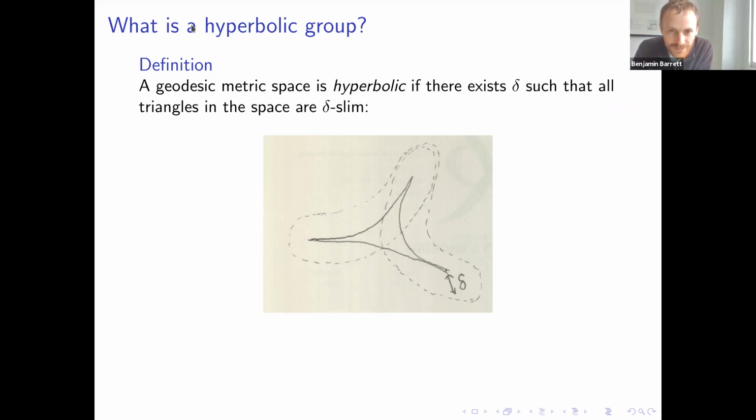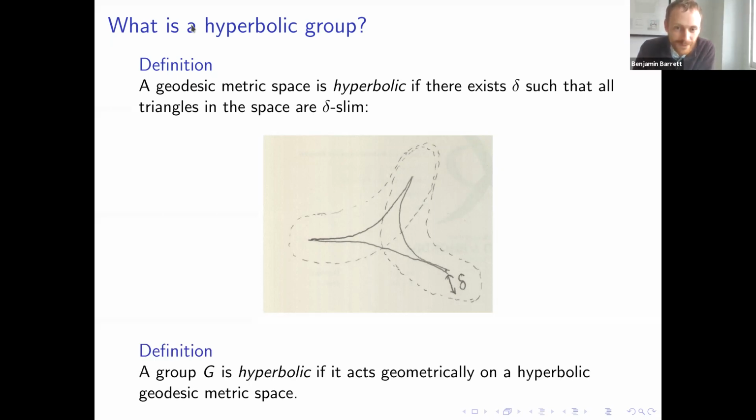So we see that the bottom edge is contained within distance delta of the union of the left edge and the right edge. So I've drawn these banana-shaped neighborhoods that have radius delta around each of the other two edges, and we see that these bananas just about cover the bottom edge of the triangle. So this triangle is just about delta slim. So that's a delta slim triangle. And then we say that a group is hyperbolic if it acts geometrically on a hyperbolic geodesic metric space. So we're studying the group by its action on a metric space.